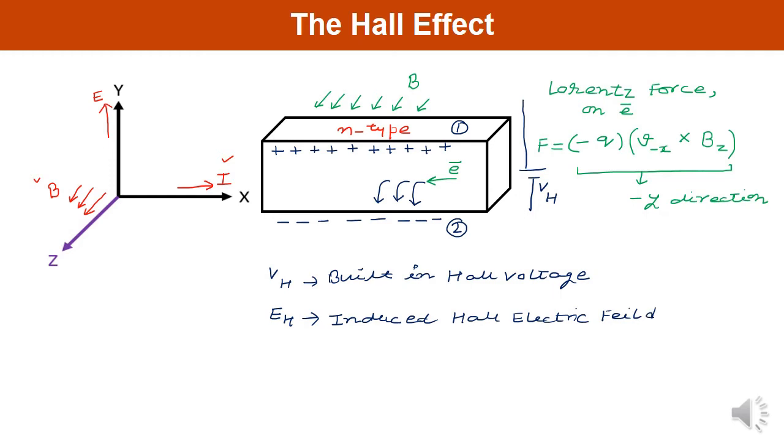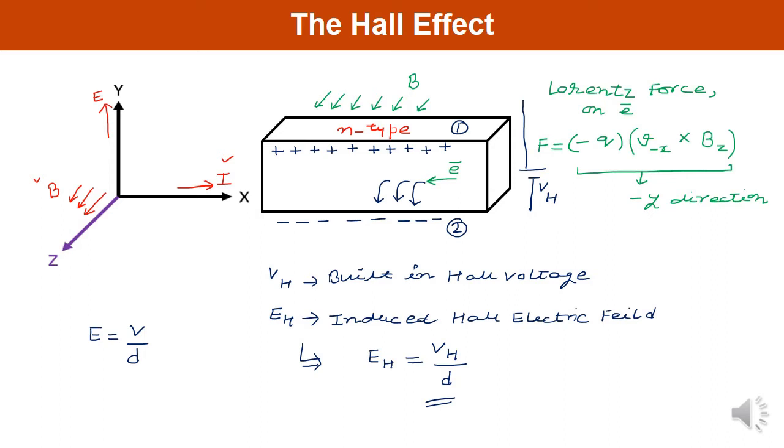And you know that the electric field E can be written as V upon D, where V is the voltage and D is the distance. So from here you can write EH, which is the induced electric field, as VH, the built-in voltage known as the Hall voltage, upon D. You have to remember this equation nicely because it is utilized in a number of cases.